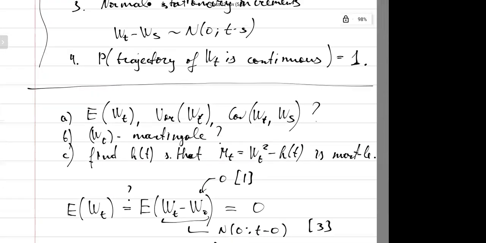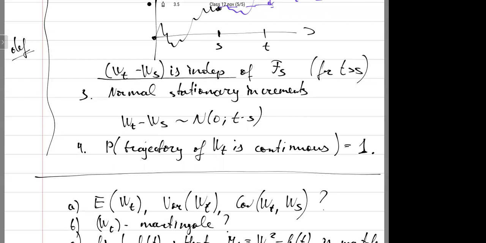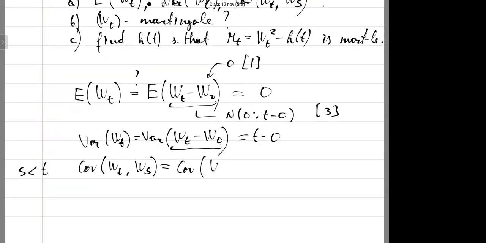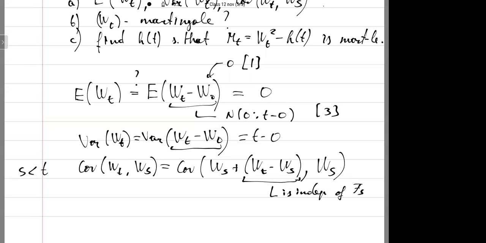We have the independence property. So it's great to think in terms of future increments. I would say that it's the covariance of WS plus (WT minus WS) with WS, because I know that this term is independent of Fs, and Fs is known because my process is adapted.